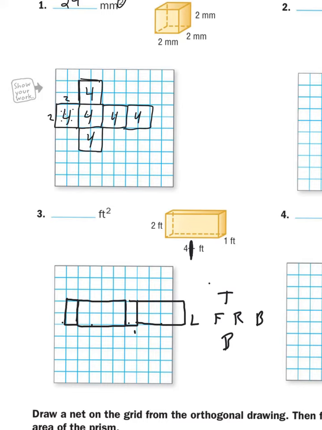Now for the top and the bottom, this part can be trickier. So the top, we're going to need the 4. But then, what is this other side right here on the top? It is not the 2. It is actually, you see how this 1 is here? So that's 1. Okay, so the top and the bottom is going to be 4 by 1. So we use this 4 here and go up 1.